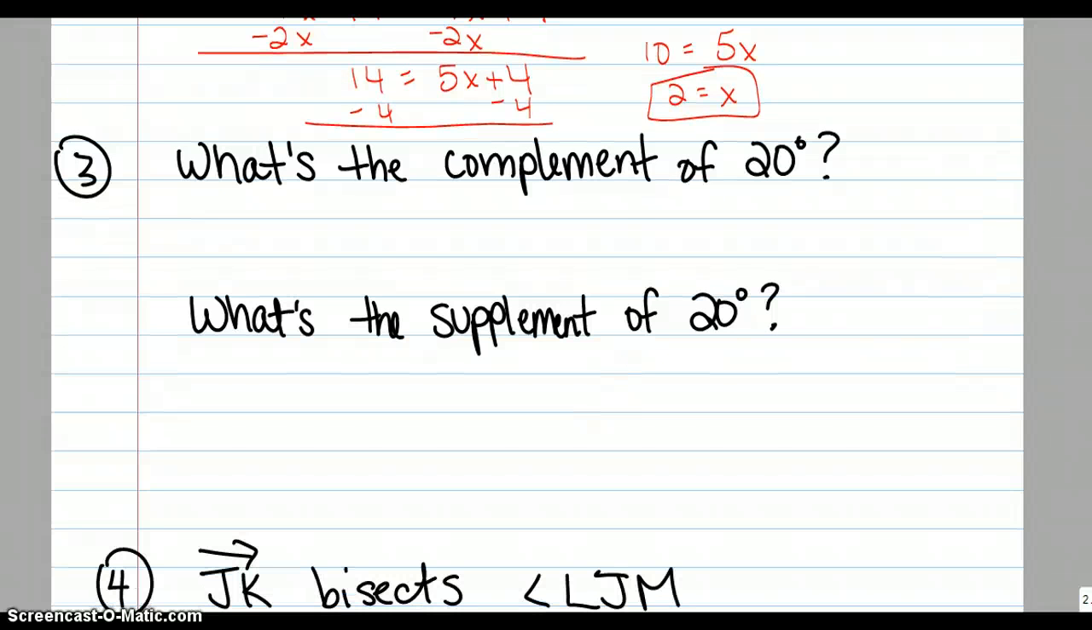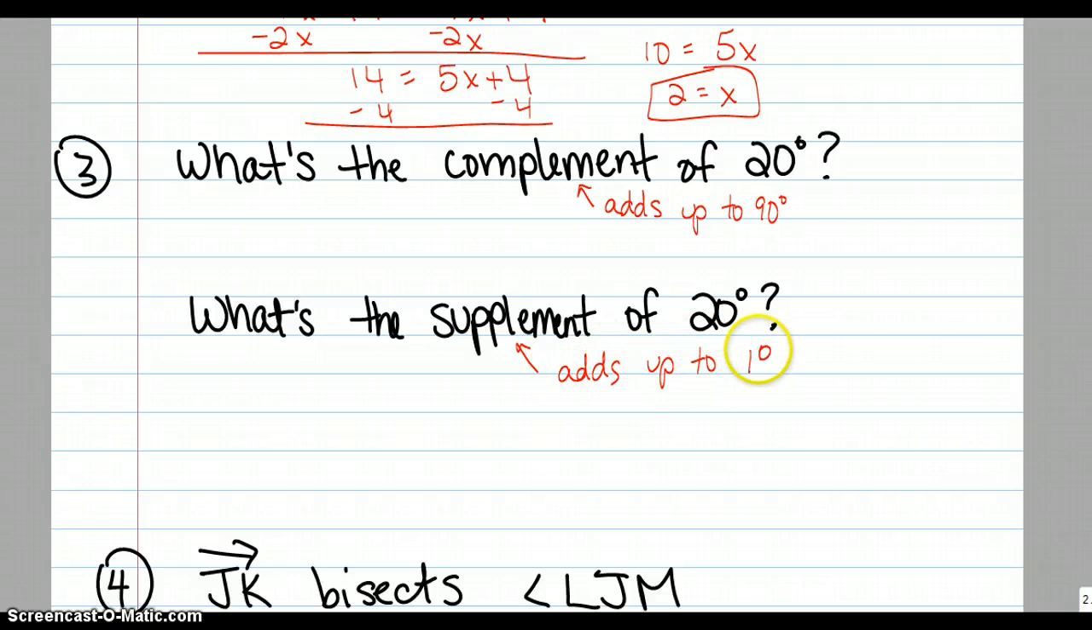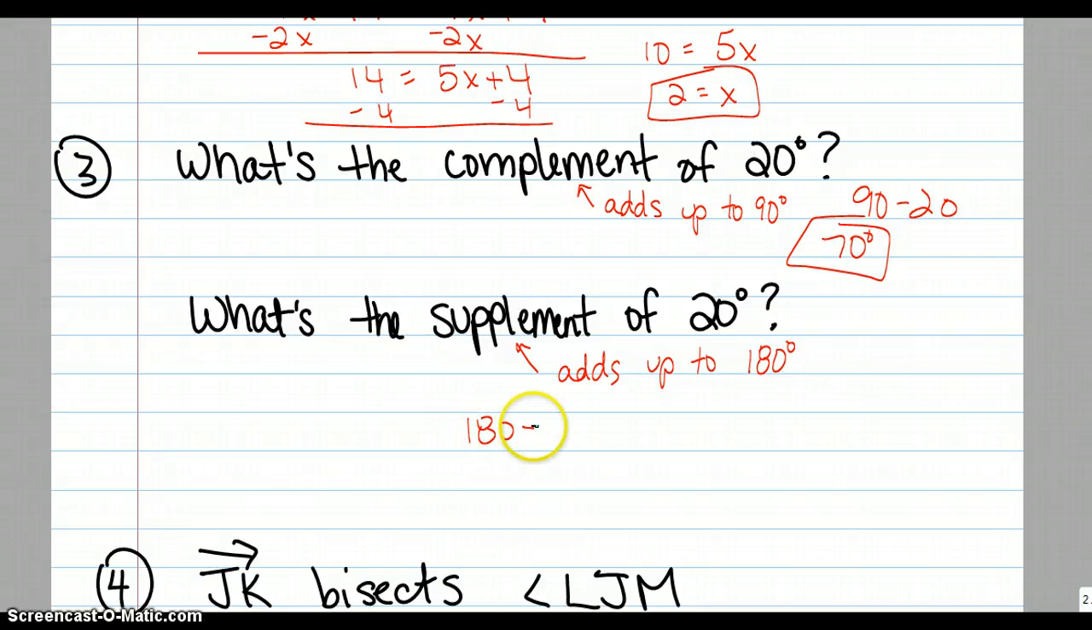Another thing you might want to mention on your note sheet is complement adds up to be 90. And then supplement is the other word you'll see, and that adds up to be 180. So if it asks you for what the complement of 20 is, you just do 90 minus 20. You get 70 degrees because 20 plus 70 makes 90. Supplement of 20 just means what adds up to be 180 with 20. You can just subtract it if you need to. You get 160. Okay, so that's that.